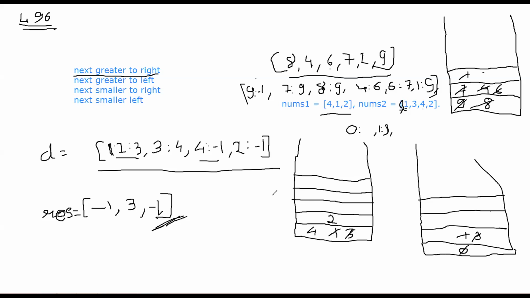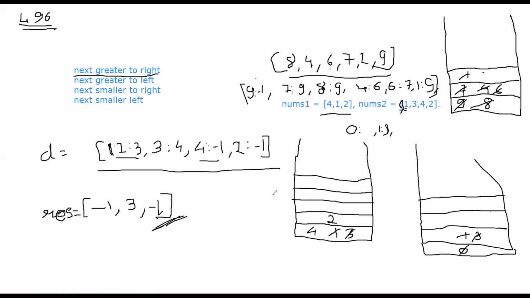Actually, smaller. I think most of the time nums1 will be a subset of nums2. I think that's given in the question, that nums1 is a subset of nums2. Yeah, I think it will always be nums1, I guess. It will always be nums1.